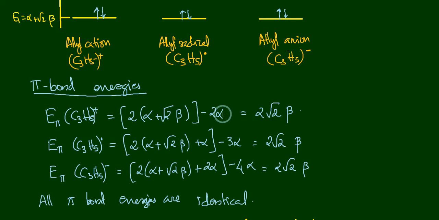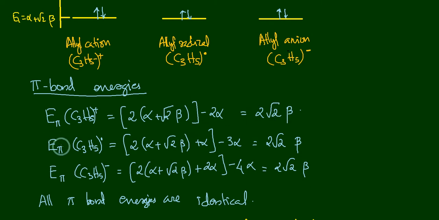In the absence of the bonding, the electrons will occupy the atomic orbital. What is the energy of the atomic orbital? That is alpha. And two electrons will have an energy of 2 alpha. Therefore, the difference between these two is equal to 2 into root 2 beta. Okay? So, the pi bond energy here is root 2 beta. That much energy is being saved here. Okay?